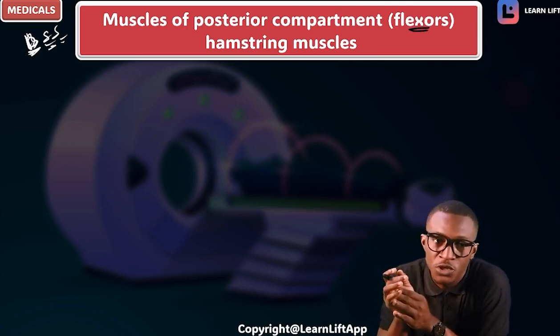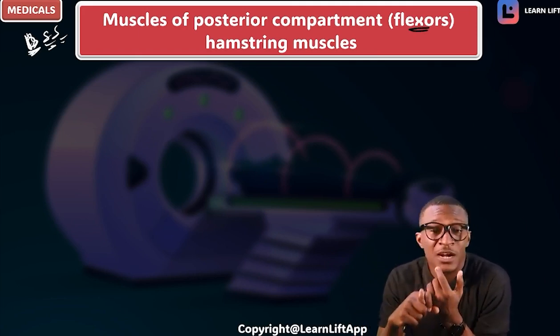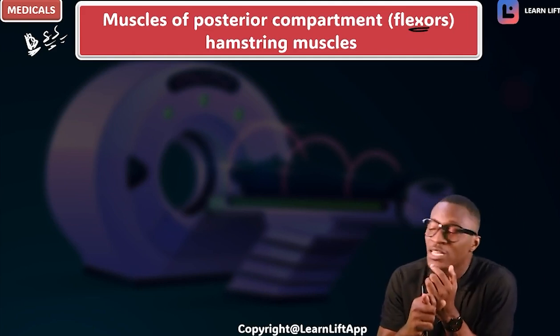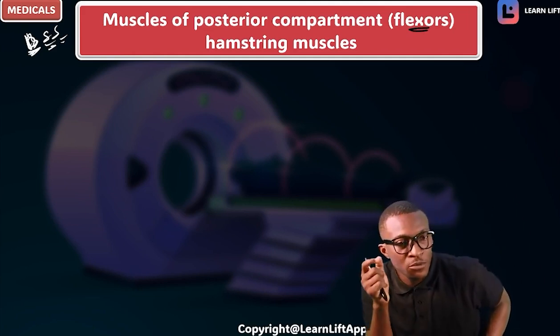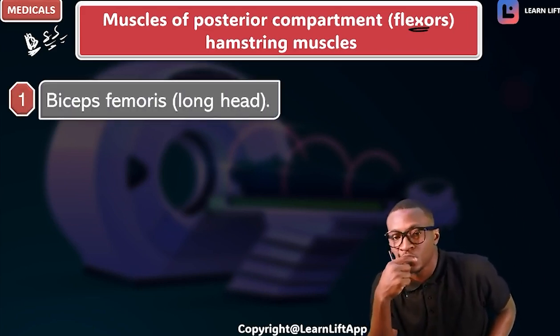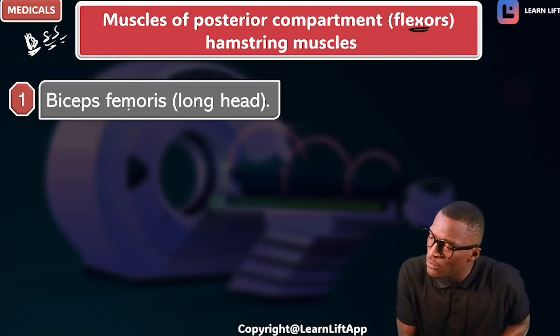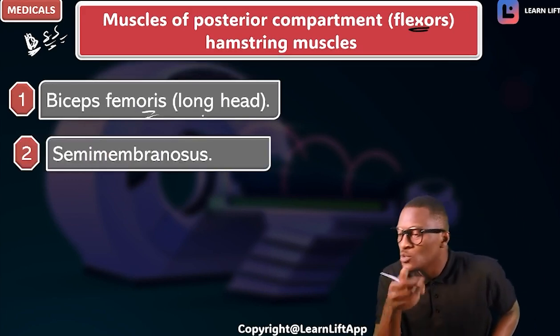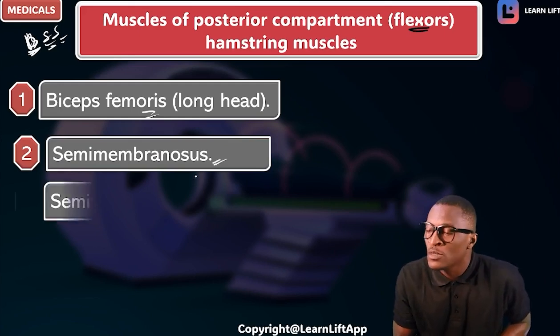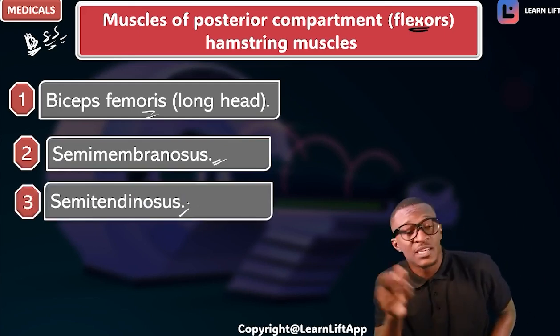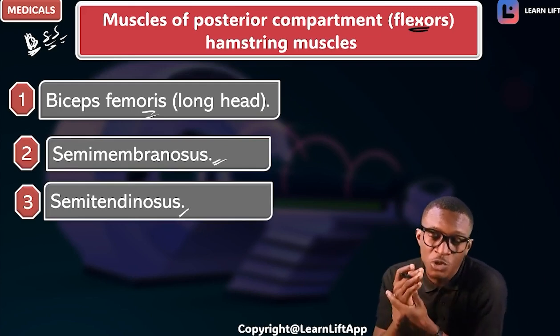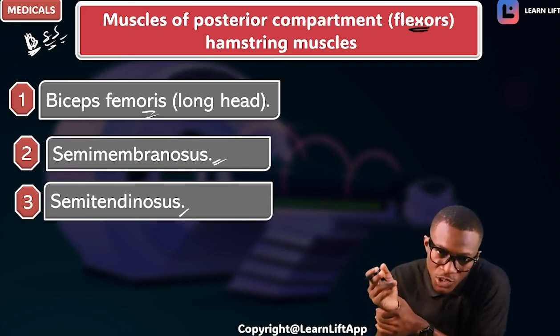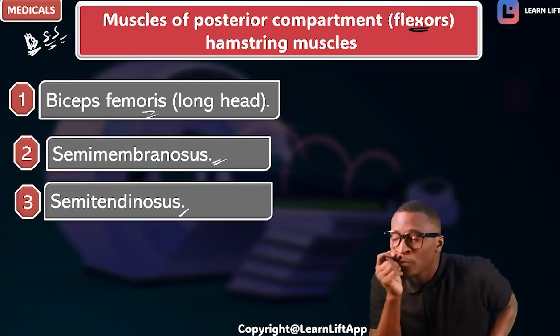So what are the muscles of the posterior compartment? We said they are called the flexors, right? Number one, we said it was the BSS. The B there is the biceps femoris, then the semimembranosus, and semitendinosus. So number one is the biceps femoris. Number two, we have the semimembranosus, and we have the semitendinosus. BSS: biceps femoris, semimembranosus, semitendinosus. Do you understand that?